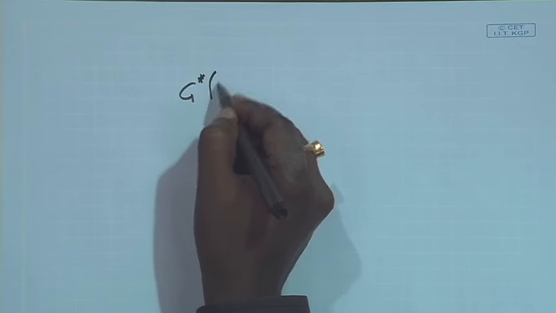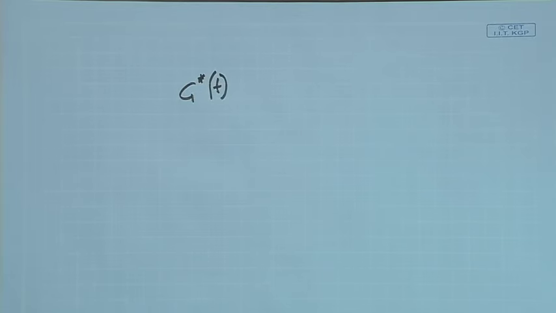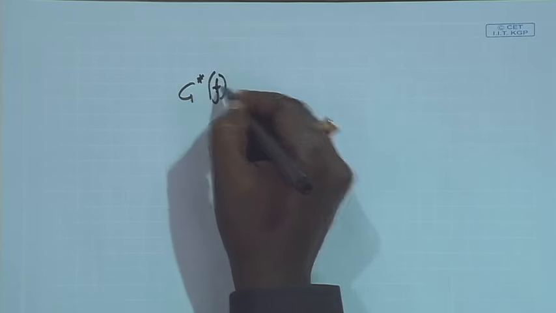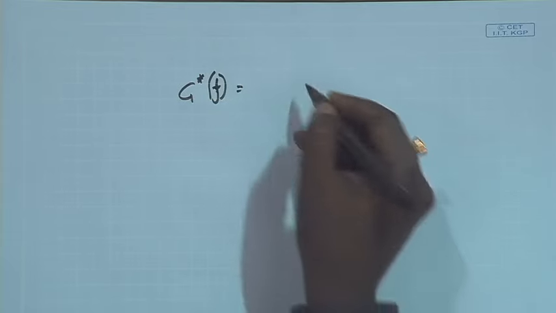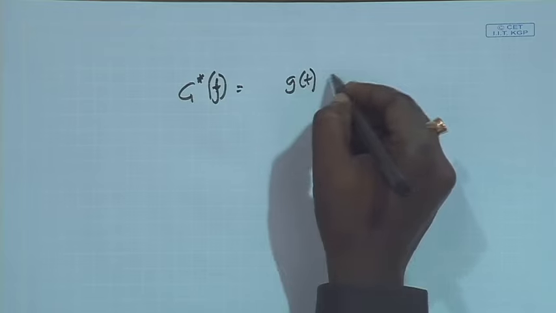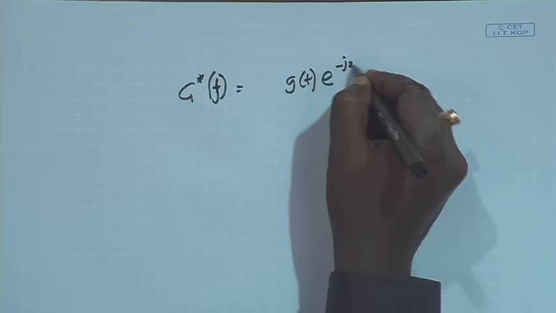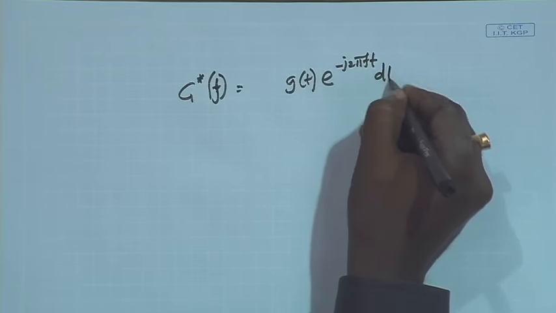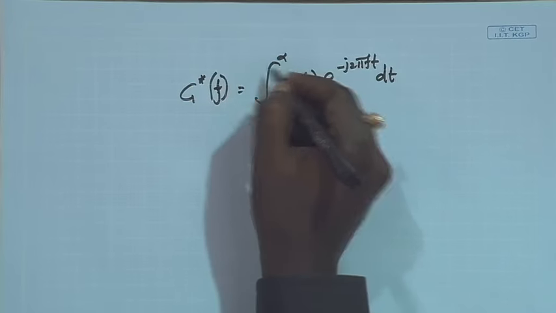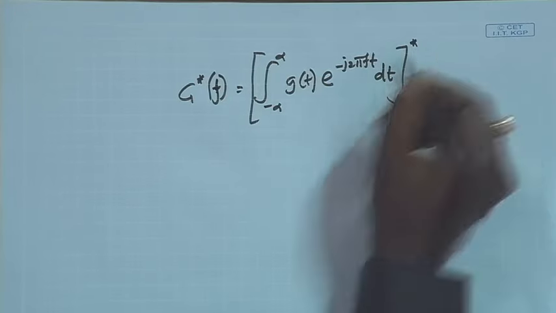Before that, let us see what happens in Fourier series, that it has an even symmetric spectrum and all those things. Let us try to derive that part also. So, we are trying to derive the complex conjugate of G(f). What do we get? Just write the expression of G(f), which is the integral from minus infinity to plus infinity of g(t) e to the power minus j 2 pi f t dt, and we take the complex conjugate of this.